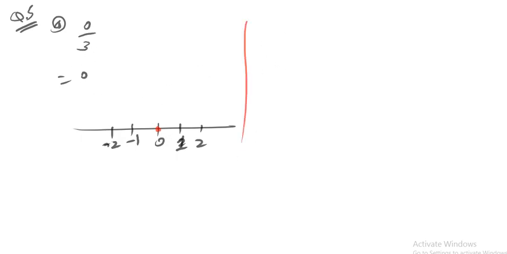Now the second one, B, is equal to minus 4 by 5. So here draw a number line and mark here there is a 0 and there is a 1. Here it is minus, so draw here minus 1, right? Draw here minus 1 and divide this.